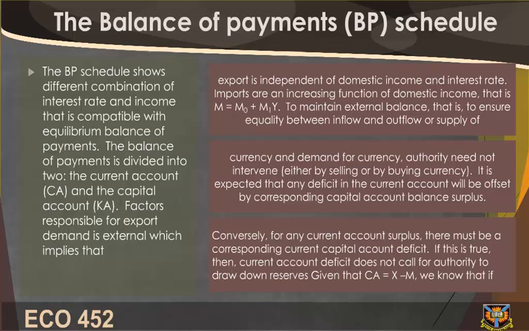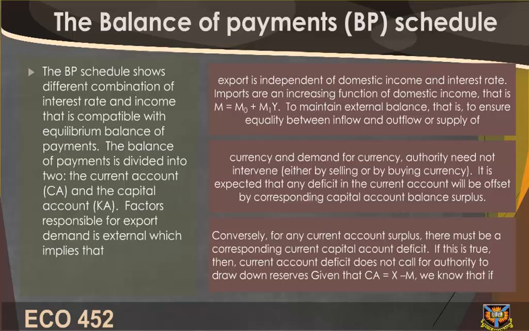To maintain external balance, that is, to ensure equality between inflow and outflow, or supply of currency and demand for currency, authority needs not intervene either by selling or by buying currency. It is expected that any deficit in the current account will be offset by a corresponding capital account surplus. Conversely, for any current account surplus, there must be a corresponding capital account deficit. If this is true, then current account deficit does not call for authority to draw down reserves, given that CA is equal to X minus M.